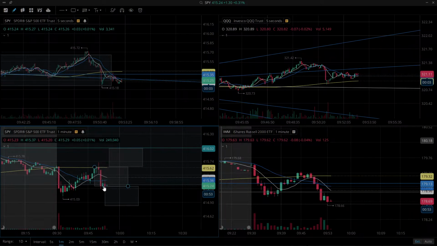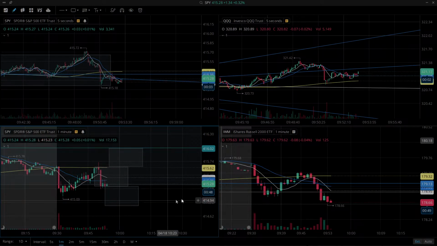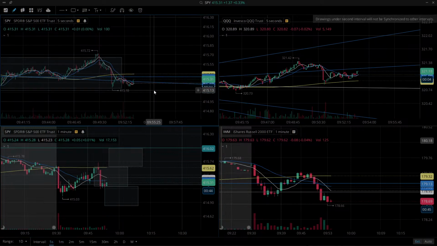And we didn't get that, so we're waiting on an accumulation here. This can give us a measured move still. But look, there's a double bottom.